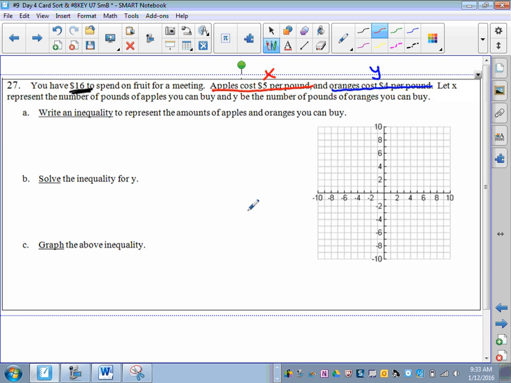Write an inequality to represent the amount of apples and oranges you can buy. So $5 per pound of apples. How am I going to write that in my equation? 5x. And the cost of apples and the cost of oranges, we're going to add those together. Oranges are $4 per pound. How do I write that? 4y. And what's the total amount I can spend? 16. Now, this is how much it costs. That has to be less than or equal to 16. You cannot spend more than the amount of money you have. They will take back their apples.